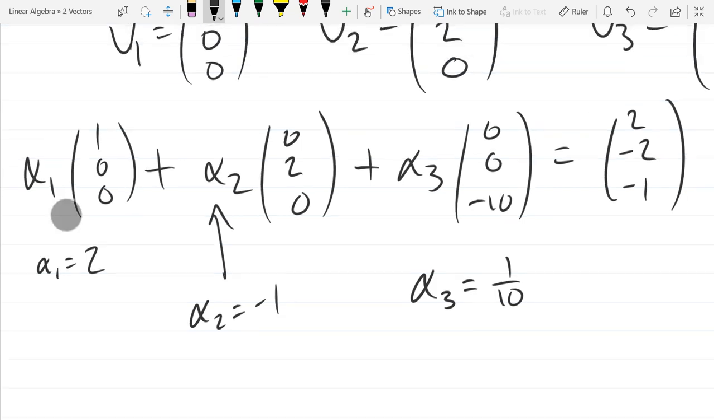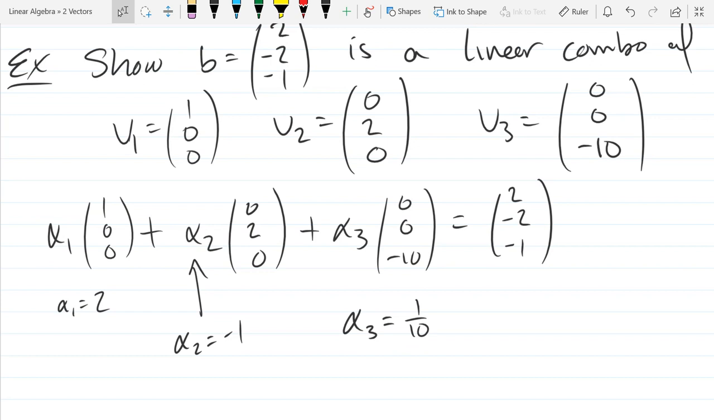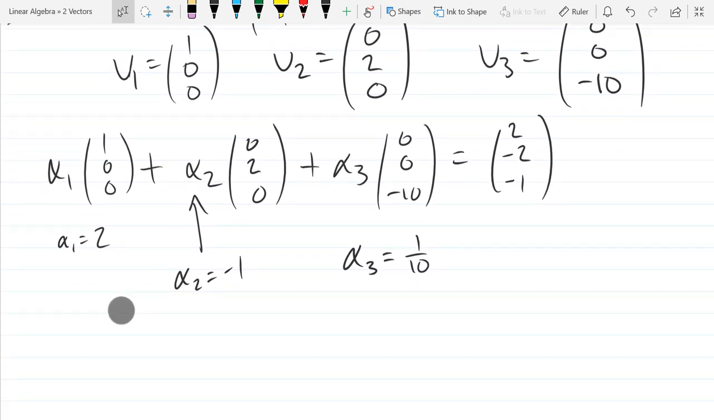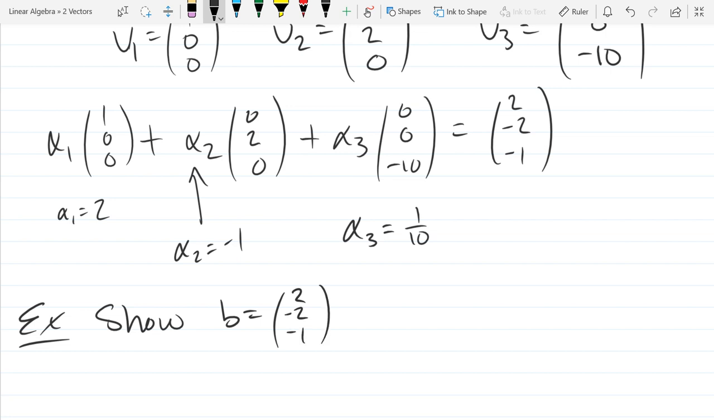Now what I'm going to do is the exact same problem, but I'm going to pick v1, v2, and v3 to have more than one coordinate that's not zero. So it won't be a trivial problem like this. We'll actually have to work to solve it. So the same vector b: (2, -2, -1).